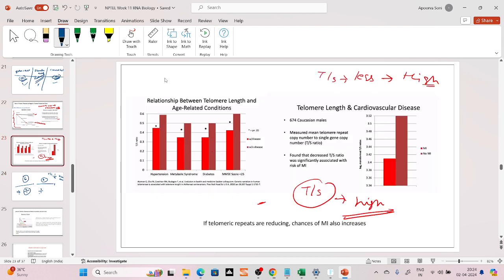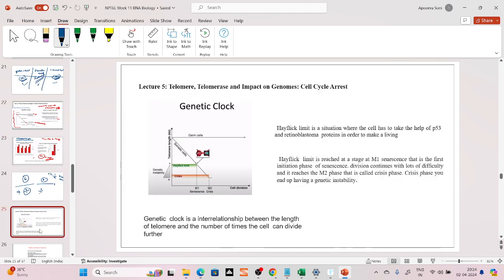You just need to understand that the T by S ratio should always be high to maintain a healthy condition. You can see these are all samples without diseases. Without disease, your T by S ratio is so high. Here also, same thing. Now let us see over here.